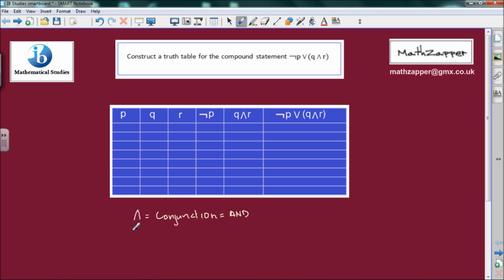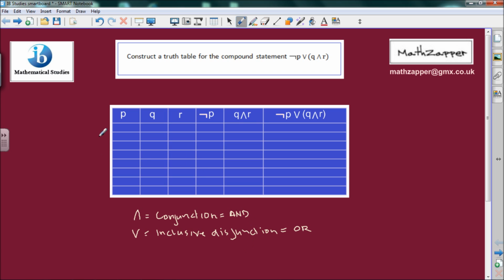The inclusive disjunction is like a V, and we call that the inclusive disjunction, and that is really the word "or". So the conjunction is like the intersection in a Venn diagram, and an inclusive disjunction is like the union of two sets.